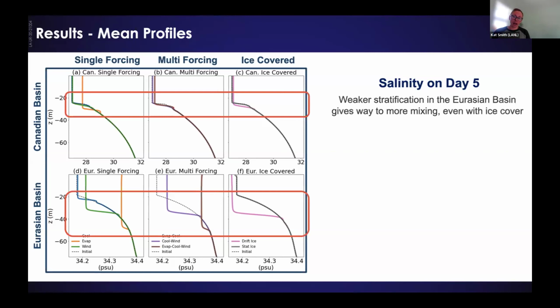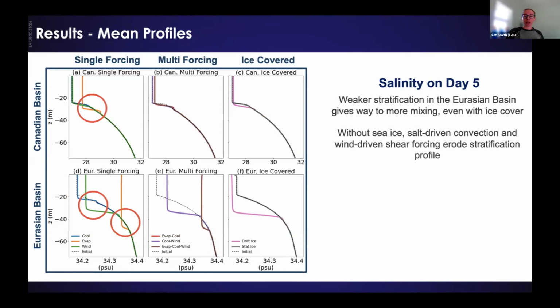So first you'll notice that the weaker stratification in the Eurasian basin gives way to a lot more mixing, even with sea ice cover. So the effects of these forcings on the weaker stratification are much stronger. Too, without sea ice, salt-driven convection and wind-driven shear forcing erode the stratification profile. And in fact, the salt-driven convection, at least in these cases, seems to be a little bit stronger than the wind.